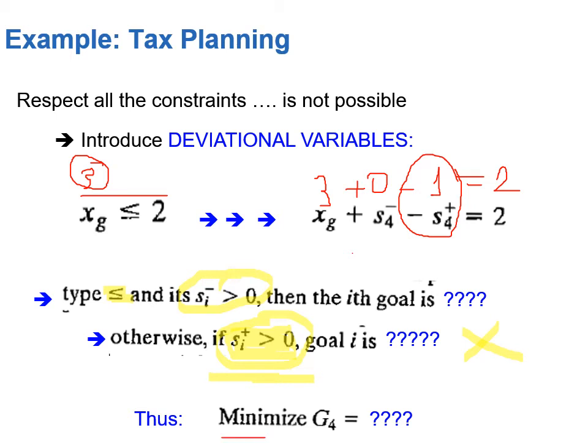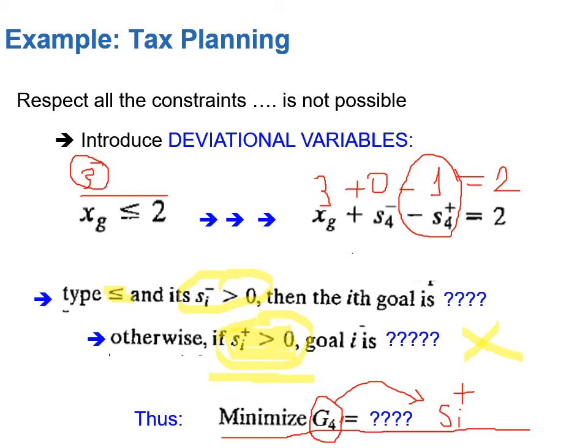So therefore, our goal here, in fact, our objective here is to minimize, let's call it G4, the goal 4. We want to minimize the deviation from our target, and deviation only appears if this Si plus is positive. So G4 is equal to Si plus. We want to minimize the value of Si plus. Okay, this is very important. Please try to understand what we are doing here.